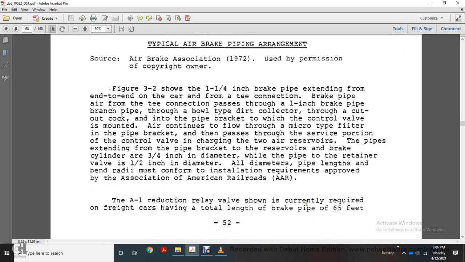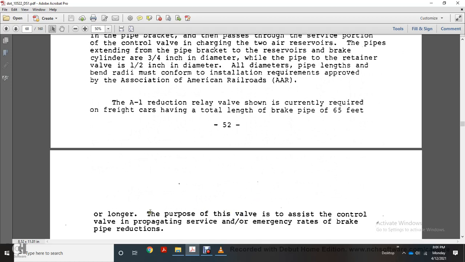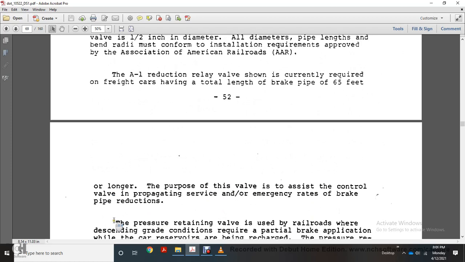The A1 reduction relay valve shown is currently required on freight cars that have a total brake pipe length of 65 feet. The purpose of the valve is to assist the control valve in propagating service and emergency rates of brake pipe reduction.